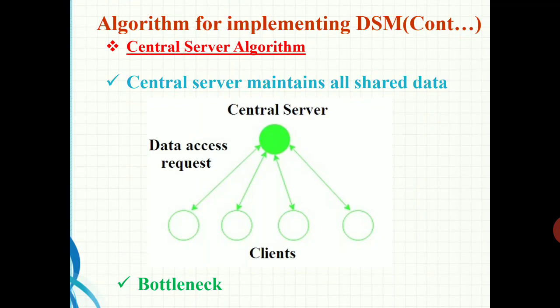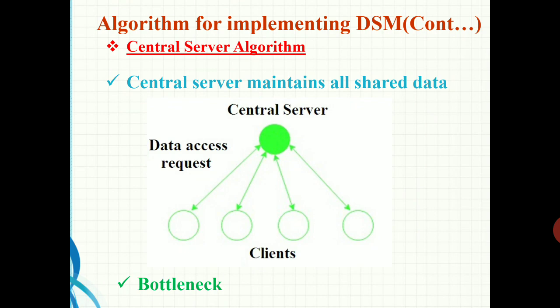In the case of the central server algorithm, there is one server and there are some number of clients. It is like the client-server model. In this algorithm, the central server maintains all the shared data. That is, all the control is in the central server. It services a read request from other nodes by returning the data item to them. Whenever a particular node needs data, it will send a data access request to the central server.